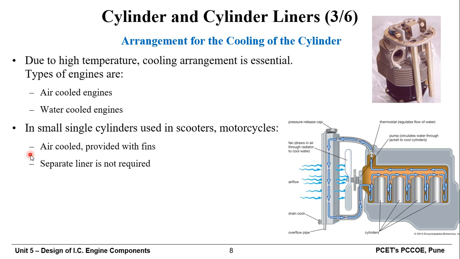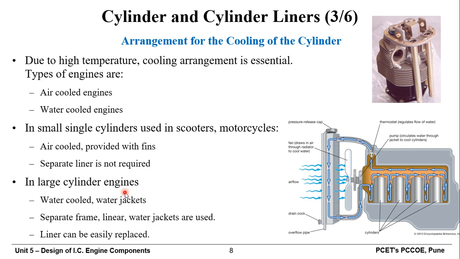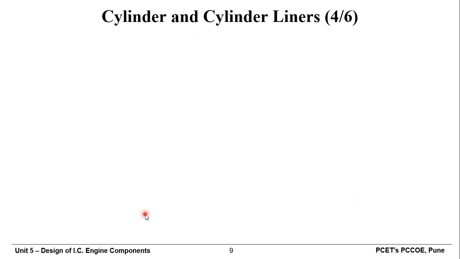Again, in case of a small engine, a separate cylinder liner is not required, as we discussed in the previous slide. In case of a large engine, we use water cooled water jackets, a separate frame, liner and water jackets. So this is a typical construction in case of large size cylinders, especially when water cooling is used. Also, with certain design modifications, the liner can be easily replaced. But in case of a large cylinder, generally liners are less.